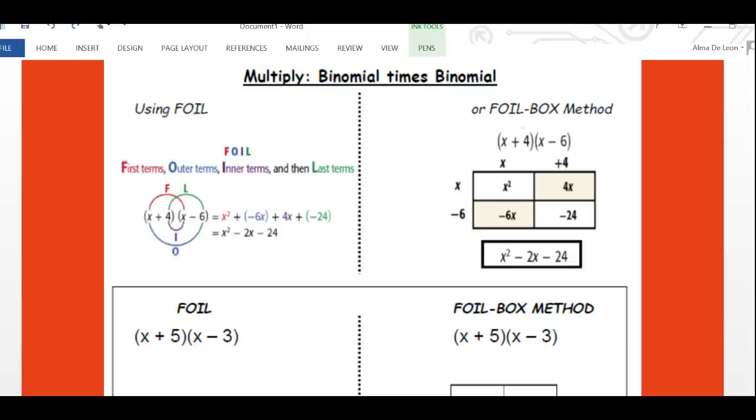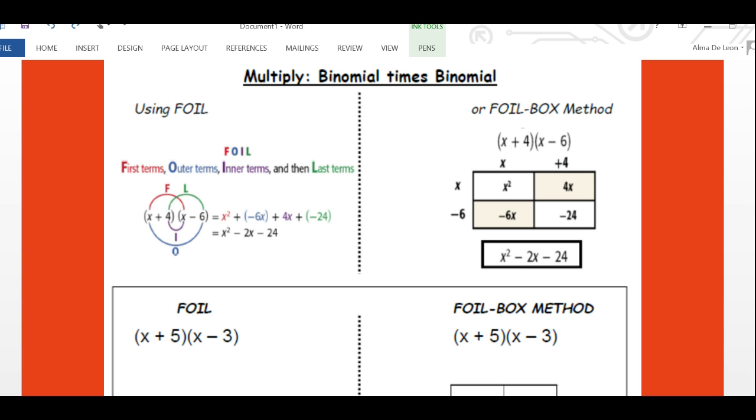Okay, so we just looked at multiplying a monomial times a trinomial. Now we are going to multiply a binomial times a binomial. Remember, binomial means two terms. And so we're going to be looking at multiplying two terms times two terms. We're going to be looking at two different methods. The first one that we're going to look at is called the FOIL method.